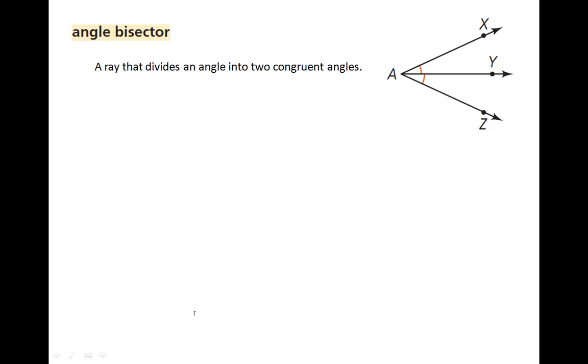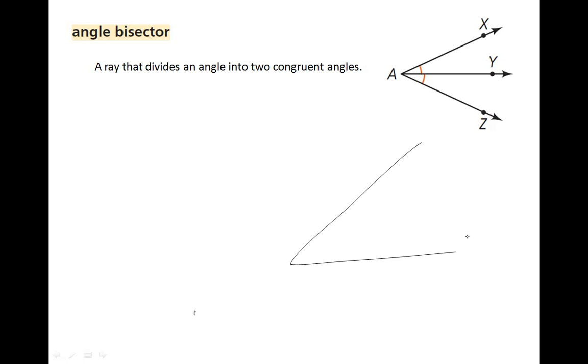Last definition we'll cover, angle bisector. Well, we covered segment bisector in previous sections. It's something that cuts a segment in half. Well, instead of a segment bisector, it's an angle bisector. It's something that cuts an angle in half, and it's usually going to be a ray, right? I mean, technically, you could picture that.